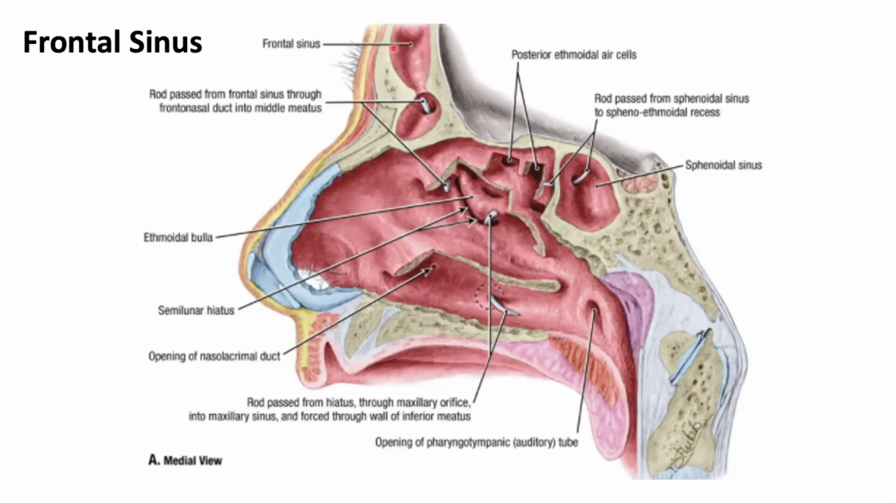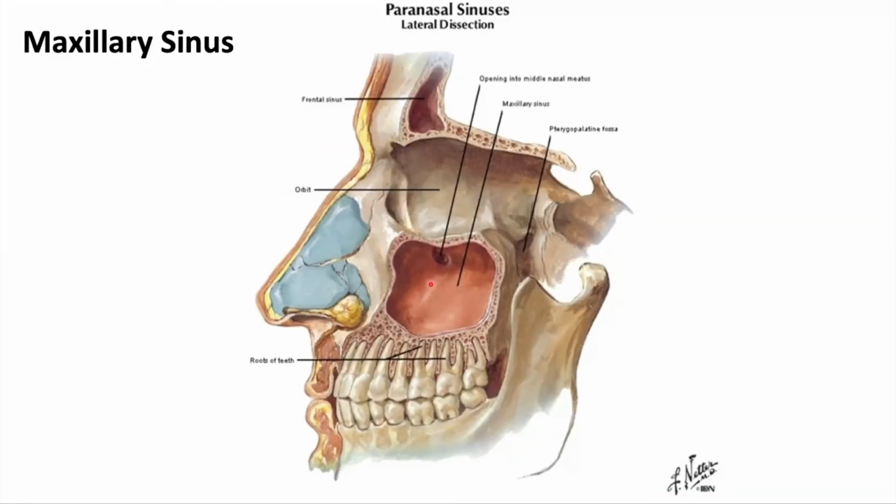The frontal sinus lies between the outer and inner plates of the frontal bone. They drain through a frontal duct into the ethmoidal infundibulum, which opens into the semilunar hiatus of the middle meatus. The anterior and middle ethmoidal sinuses drain here also, along with the maxillary sinus by way of the infundibulum to the semilunar hiatus into the middle meatus.